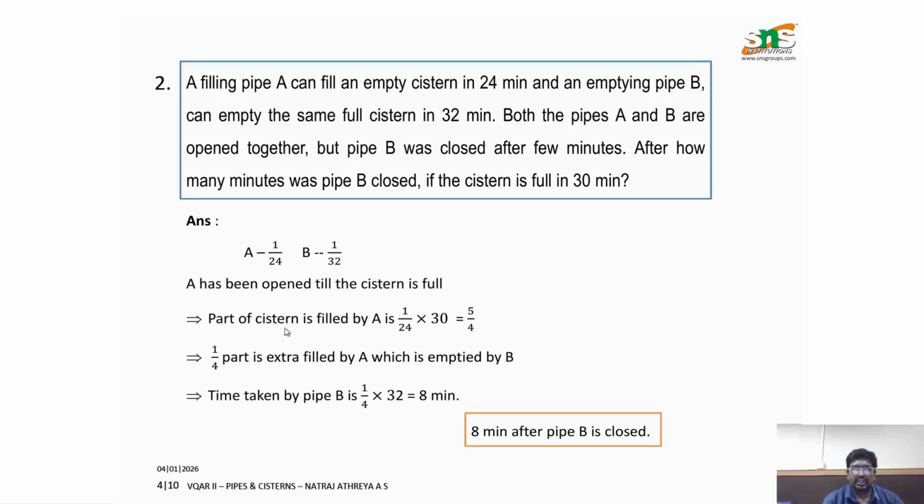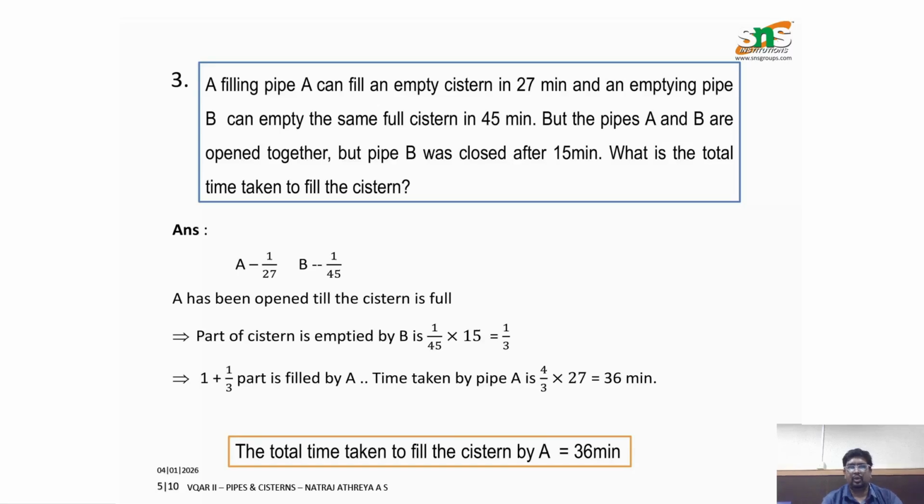Okay, so here we do the similar thing again. We take the reciprocal. A is 1 by 24, B is 1 by 32 of the cistern. A is opened till the cistern is full, for the full 30 minutes. So it is 1 by 24 into 30, we get 5 by 4. So 1/4 part is extra filled by A, which is emptied by B. So the time taken by pipe B is 1/4 into 32, so 8 minutes. After 8 minutes, pipe B is closed. Are you able to understand? We'll try one more problem.